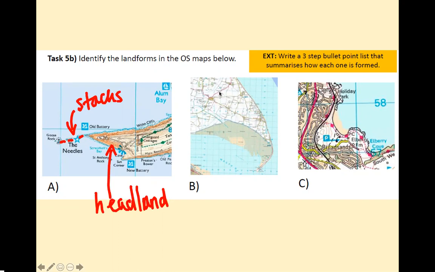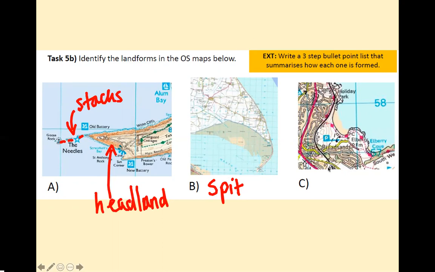This again is up at the Holderness coast. Lots of famous landforms up at the Holderness coast. High energy coastline. This is a spit. You can tell because it's curved and it stops in the open water. So this is actually because of the flow of the river in this area.